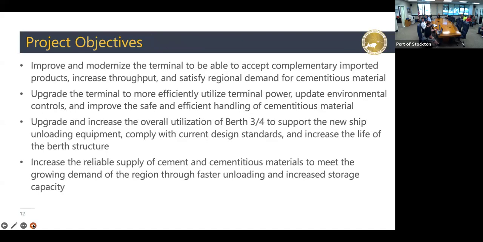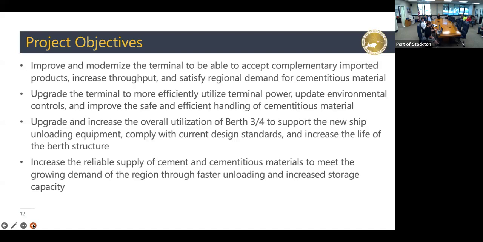To fulfill the project purpose, the following key project objectives need to be achieved. To improve and modernize the Stockton terminal to allow Nevada Cement to accept complementary imported products, increase throughput, and satisfy regional demand for cementitious material in the Northern California markets.